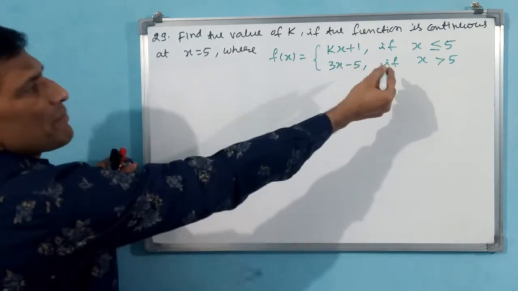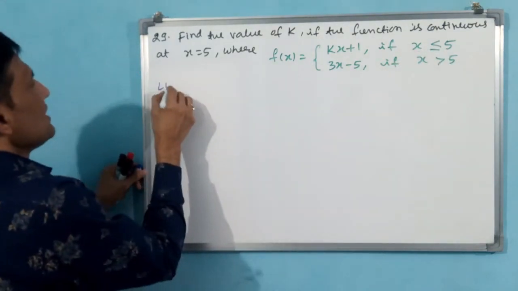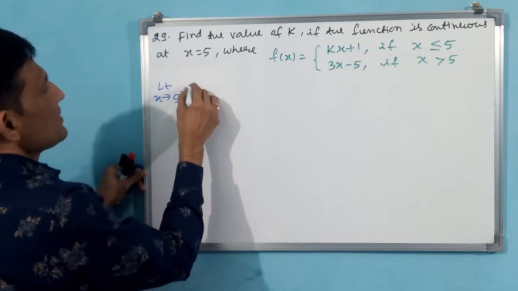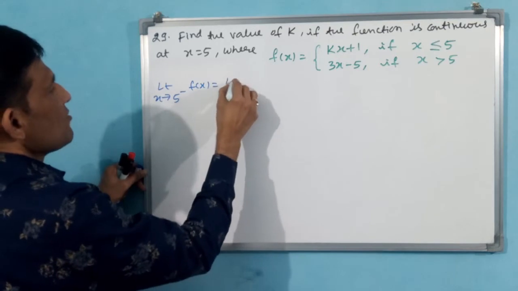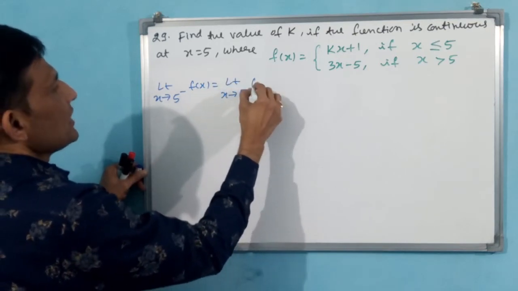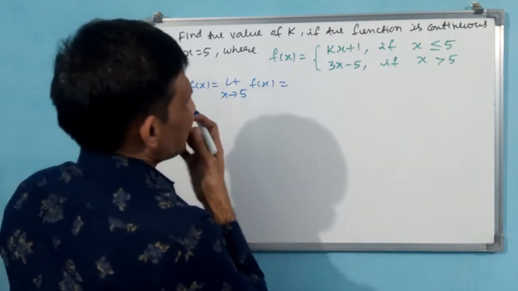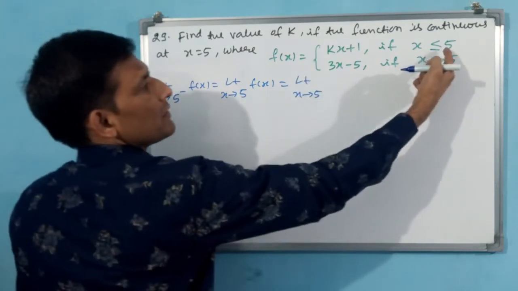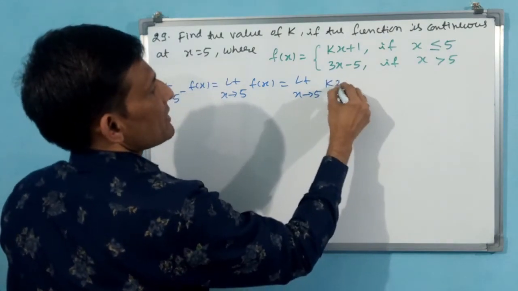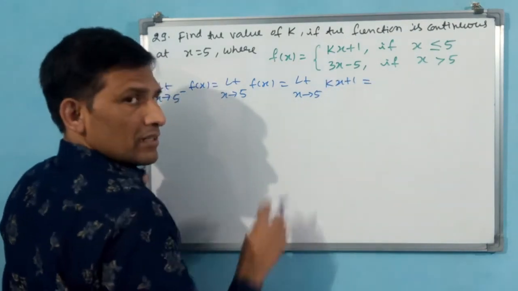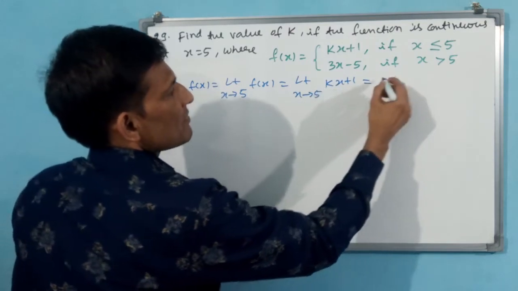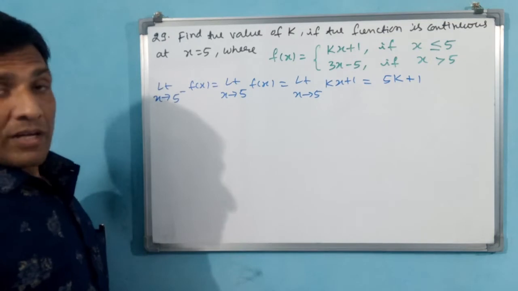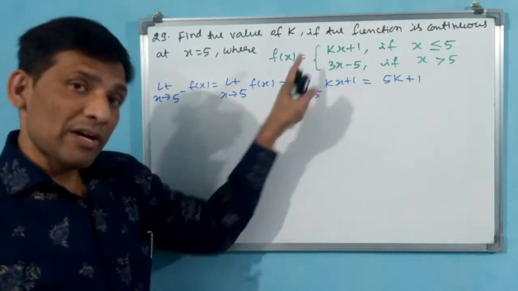Now you see, left hand limit is equal to main limit. I am writing, you see. Limit x tends to 5 minus f of x. Left hand limit is equal to limit x tends to 5 f of x. That is equal to, again you write, limit x tends to 5. Why? Because both are equal. Left hand and main limit. Kx plus 1. If you apply limit automatically, 5k plus 1. Is it okay? Definitely okay. But right hand limit is different, but you have to equate afterwards.